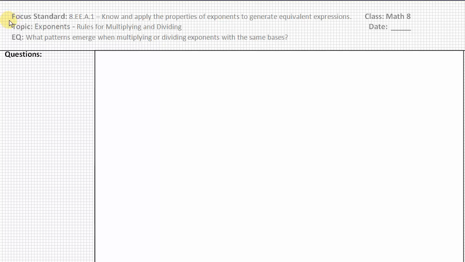For today's lesson, our focus standard comes from Grade 8, Expressions and Equations, Topic A, Standard 1. Know and apply the properties of exponents to generate equivalent expressions. The topic for this lesson is exponents, rules for multiplying and dividing. Our essential question is, what patterns emerge when multiplying or dividing exponents with the same bases?